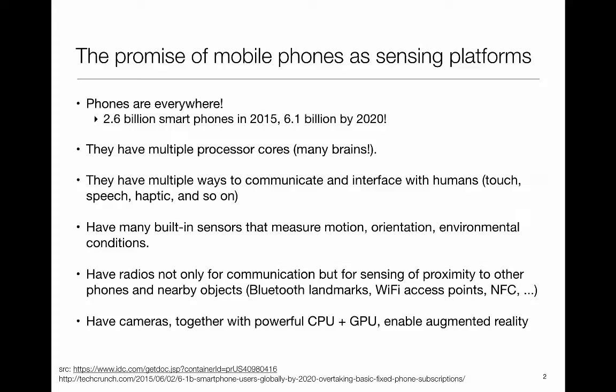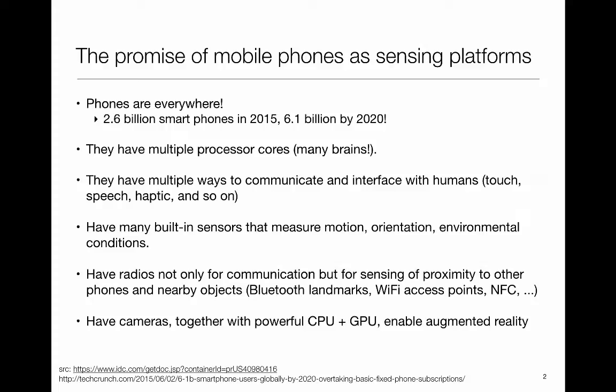Phones also have radios. They are not only for communications, but some of the radios can be used for sensing proximity to other phones and nearby objects. Bo later on will show an example of using the phone to communicate with some Bluetooth beacons, and your Android phones are also shipped with NFC, like the Apple Pay you've been using, and you can also use Wi-Fi to get information about access points. Maybe that can tell you the rough location you are in.